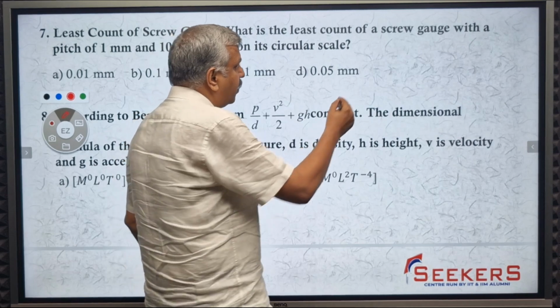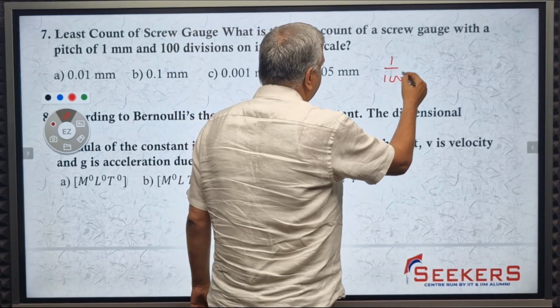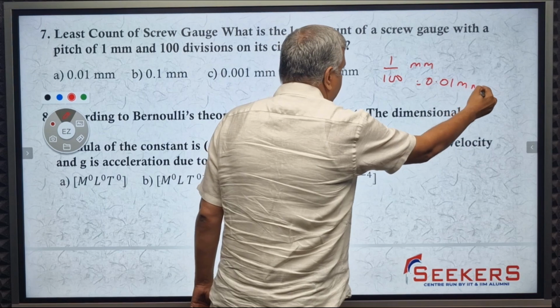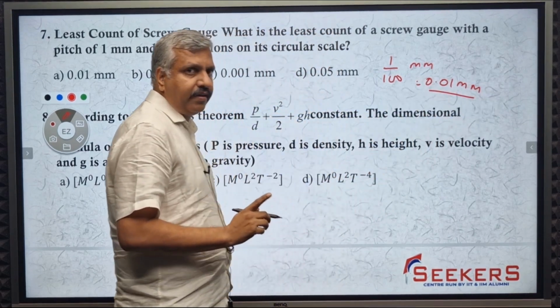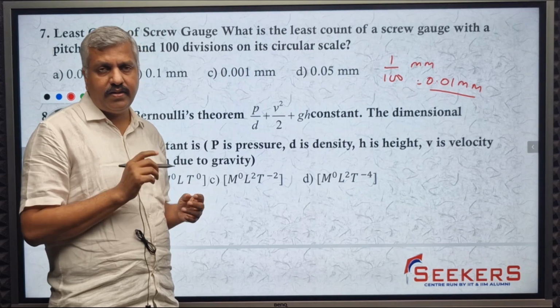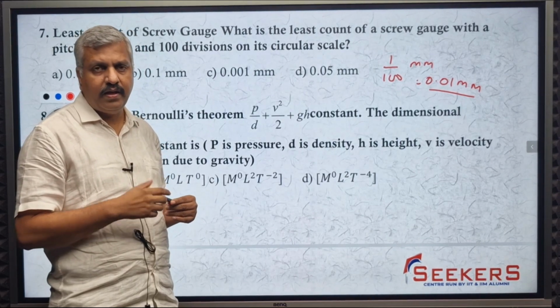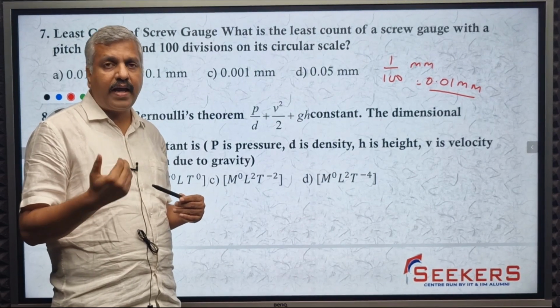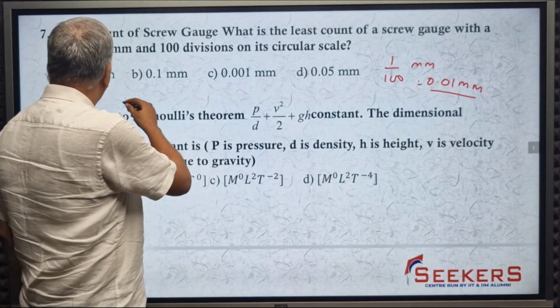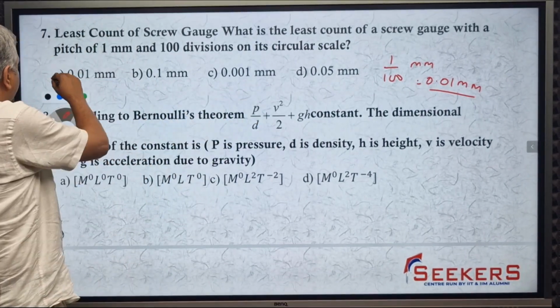So each division will be how much? 1 by 100 mm. So that is equal to 0.01 mm. Understand that the least count of a screw gauge is even lesser than the least count of a vernier caliper. So a screw gauge is a more accurate instrument to measure than a vernier caliper. So the answer for this question is 0.01 mm.